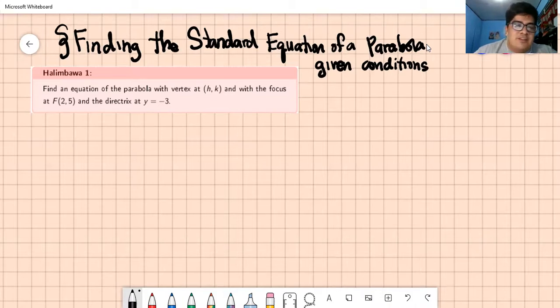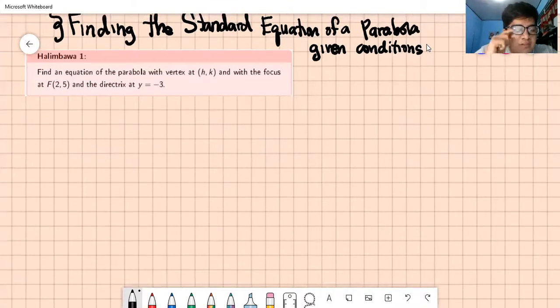Now, let's get started. Now, halimbawa 1, find an equation of a parabola with vertex at h, k. Ibig sabihin, it is not in the origin, with the focus at 2, 5 and the directrix at y is equal to -3.